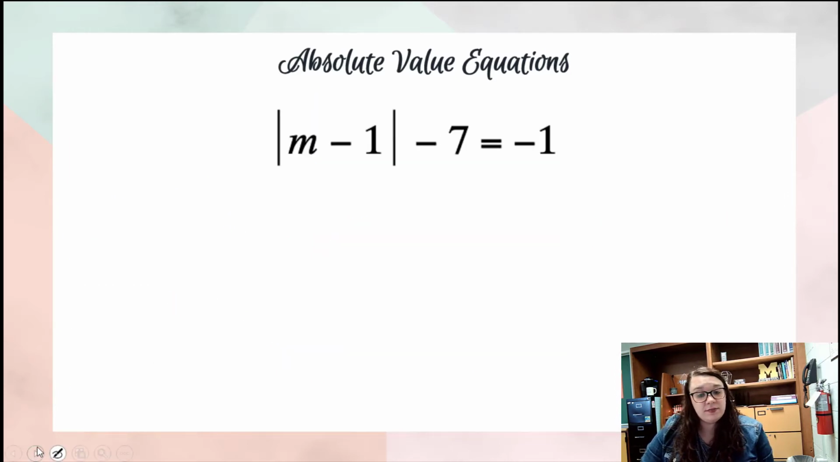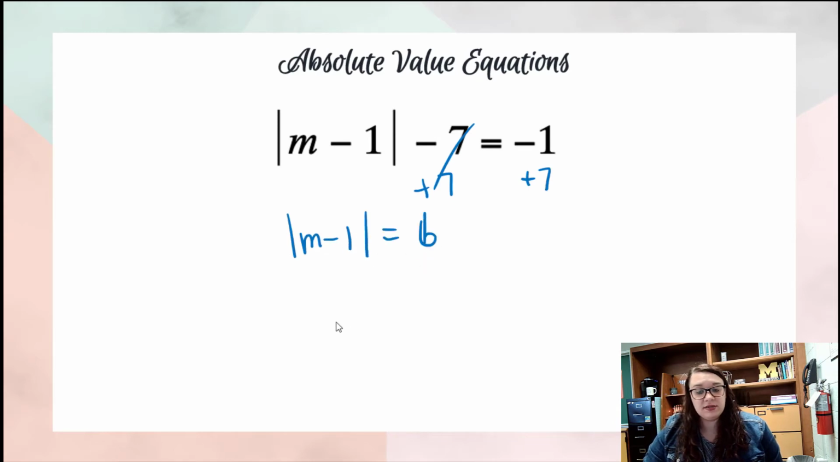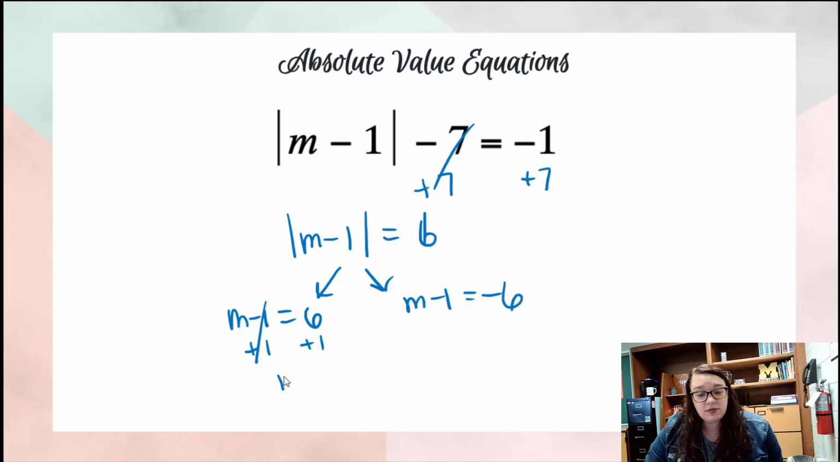Let's try another one of these. This one again has something outside of the absolute value. I'm going to get rid of the 7 first by adding it to both sides. So I've got absolute value of m minus 1 equals 6. Now it's isolated. I can set up the inside, m minus 1 equals the positive, and the inside, m minus 1 equals the negative. Only step to solve here is to add 1 to both sides, so you'll get 7 and -5. So m equals 7 or -5.